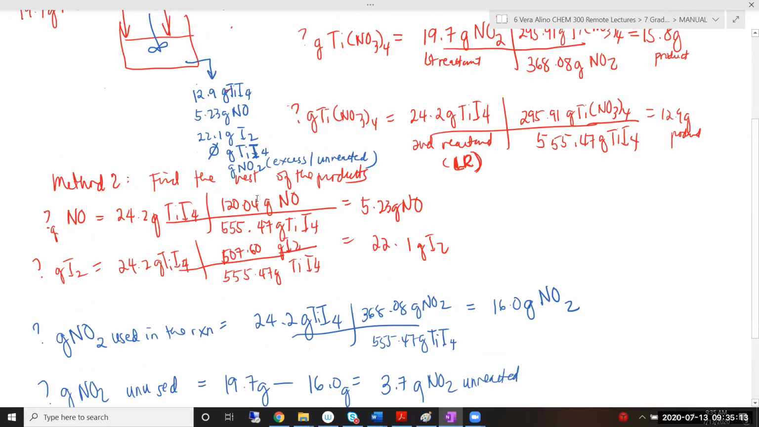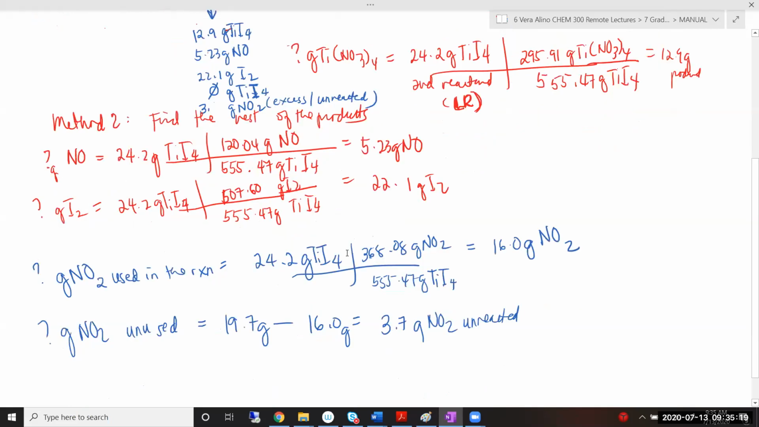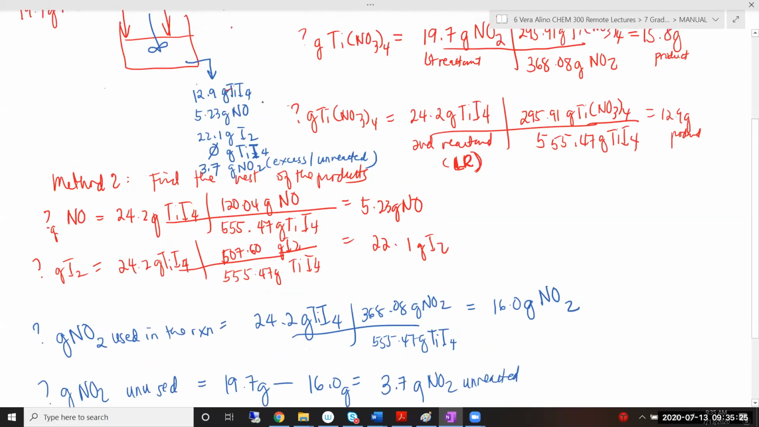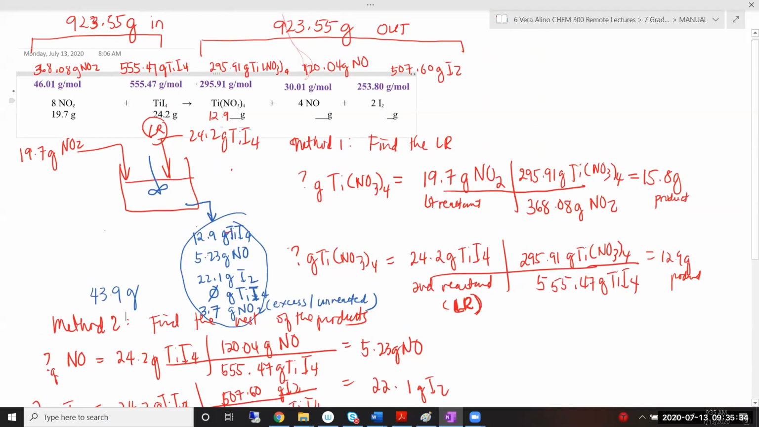What happens to those excess? It's just going to come out together with the products. Okay, so if you add all of these things that's coming out of your vessel, that's 43.9 grams. It's going to add up to what is coming into your vessel. So 24.2 plus 19.7, that's 43.9.